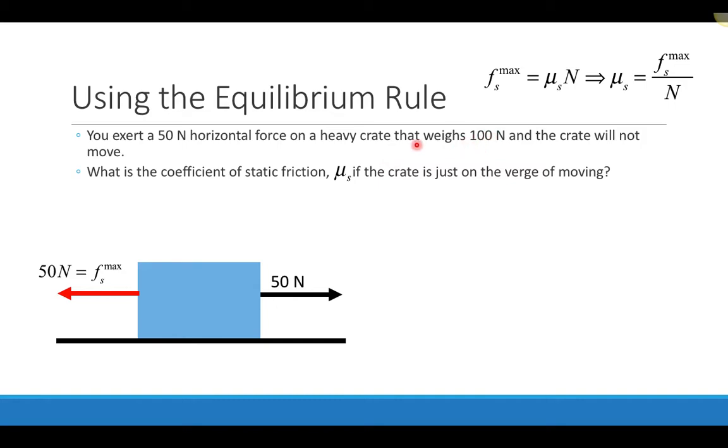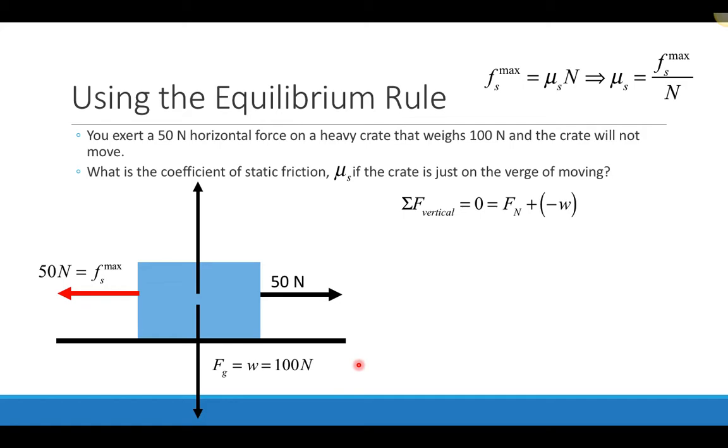However, I do know that the crate weighs 100 newtons. So I have a force of gravity downward that's 100 newtons, and since the crate is not moving downwards, it's actually being supported by the ground, there has to also be an upward support force, or a normal force. And if I look at the fact that it's not moving in the vertical, the sum of the forces has to be equal to 0. So the upward normal force plus the downward force of gravity, which is negative, have to add up to 0, which tells me that the normal force has to equal the weight of the object.